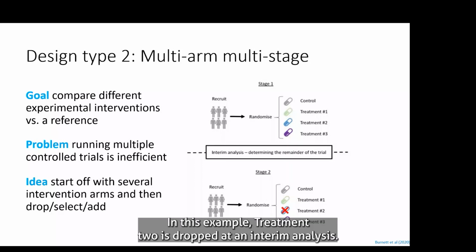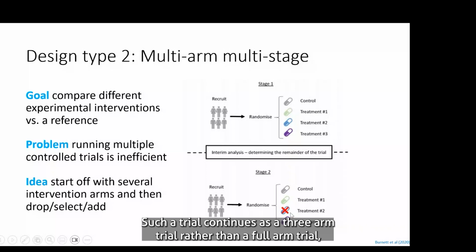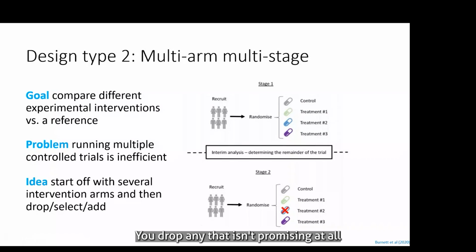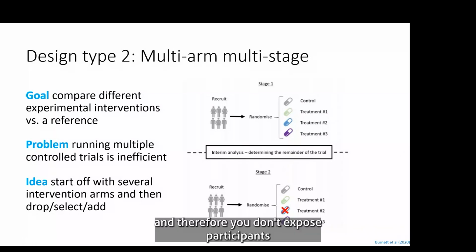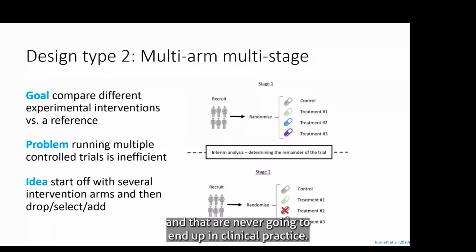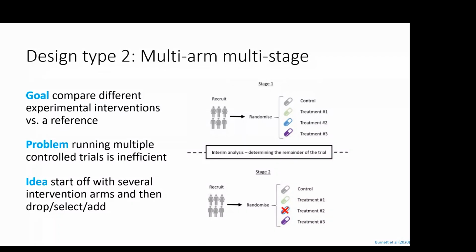In this example, treatment 2 is dropped at an interim analysis, so the trial continues as a 3-arm trial rather than a 4-arm trial, which is, again, similar to the group sequential idea. You drop any arm that isn't promising at all, and therefore you don't expose participants to treatments that are not going to work and that are never going to end up in clinical practice.